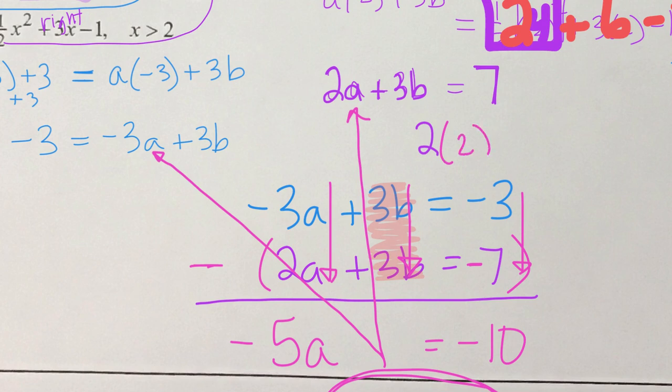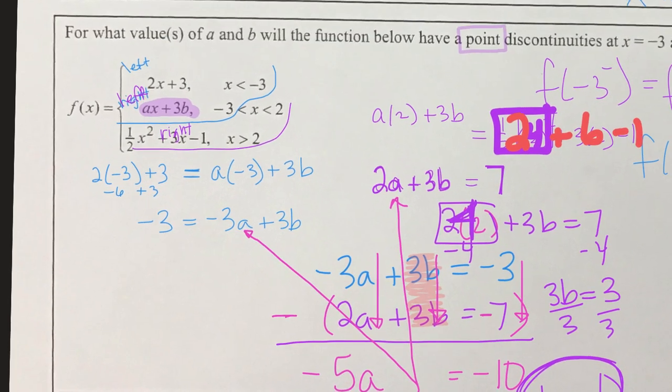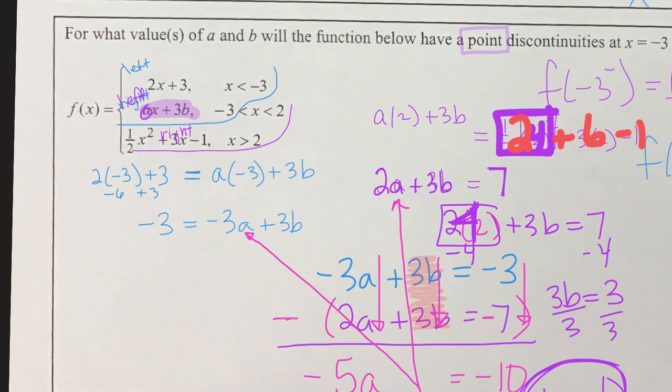So 2 times 2 plus 3b needs to equal 7. 2 times 2 is 4. I'm going to subtract 4 from both sides. 3b equals 3. Divide both sides by 3, and b equals 1. So if our a value were 2 and our b value were 1, then we would have point discontinuities at both negative 3 and at positive 2.